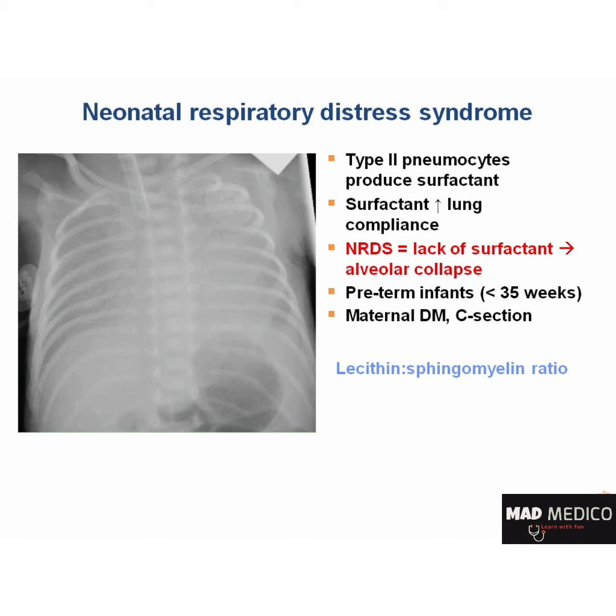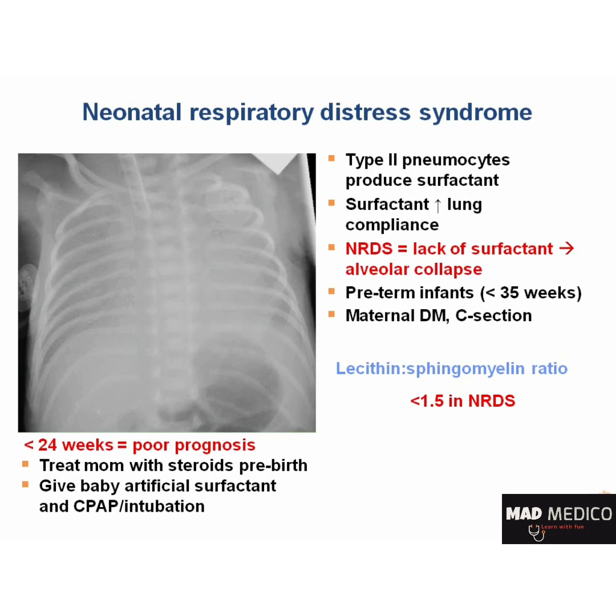Can you recall the most important lecithin molecule we're concerned about here? Very good, dipalmitoyl phosphatidylcholine. In NRDS, the L to S ratio is generally less than 1.5, whereas a ratio of 2 or greater indicates a low risk of NRDS. Survival is poor in neonates younger than 24 weeks. Interventions to improve survival include administration of maternal steroids before birth to accelerate lung maturation. You can also give intraalveolar administration of artificial surfactant after birth.